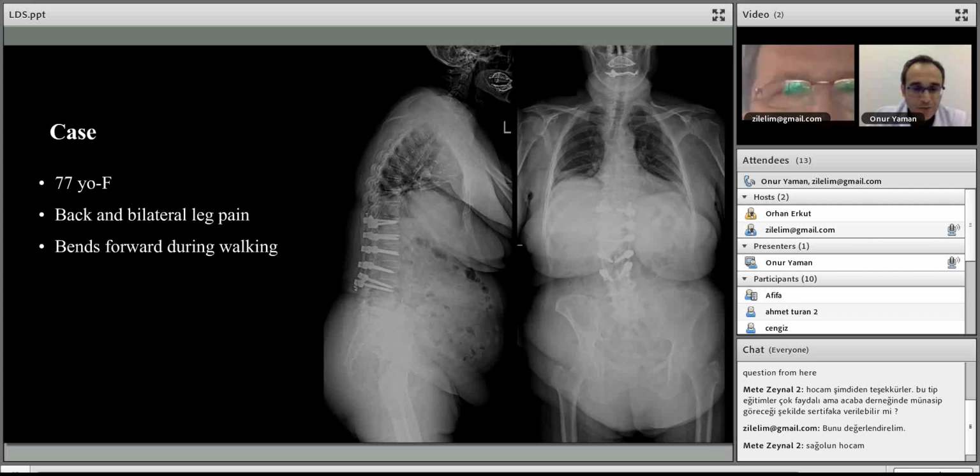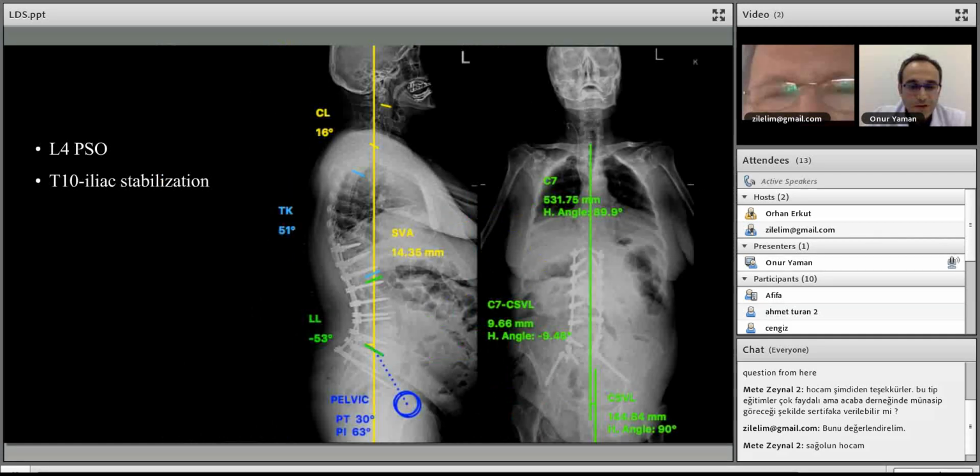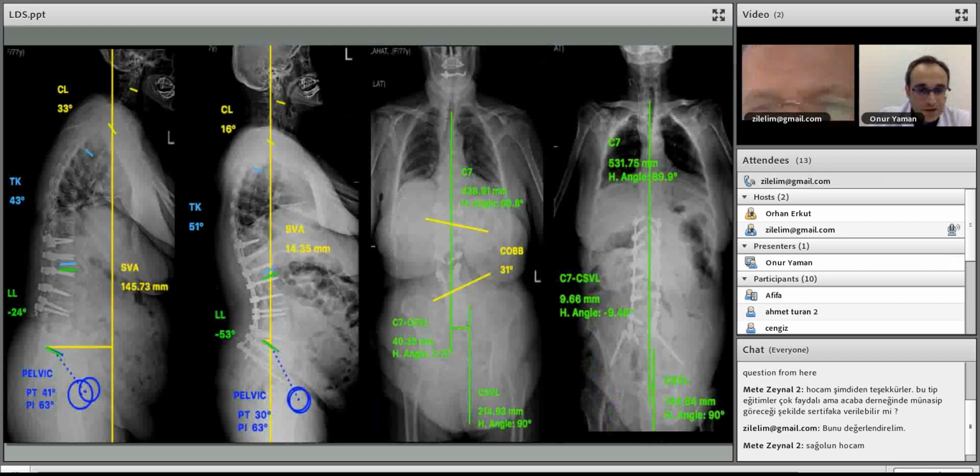Another case that we have operated with dynamic instrumentation here, the patient has a 31 degrees Cobb angle here, has a 14 centimeters positive sagittal vertical axis. If we look at the difference of pelvic incidence and lumbar lordosis, we may see that this patient has not a good spinopelvic harmony. Then we decided to operate this patient with L4 pedicle subtraction osteotomy and fuse this patient from T10 to iliac. And after the surgery, the patient's SPA is better than the preoperative views, and you may see we have a good lumbar lordosis.